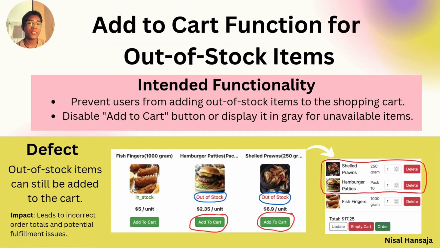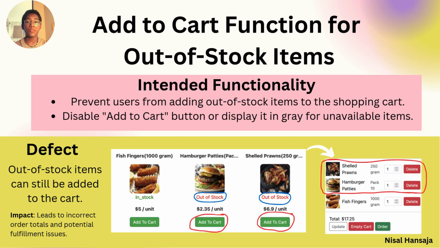In this slide, we are focusing on the add to cart function for out of stock items. Intended functionality. The goal is to prevent users from adding out of stock items to their cart. Ideally, the add to cart button should be disabled or displayed in gray when an item is unavailable. This feature is intended to provide a clear visual indication to the users that the item is out of stock.